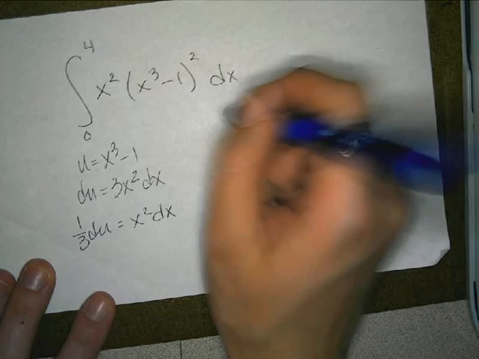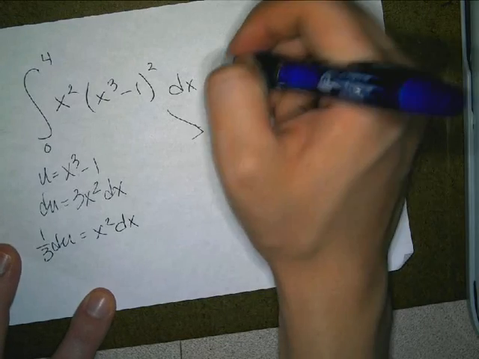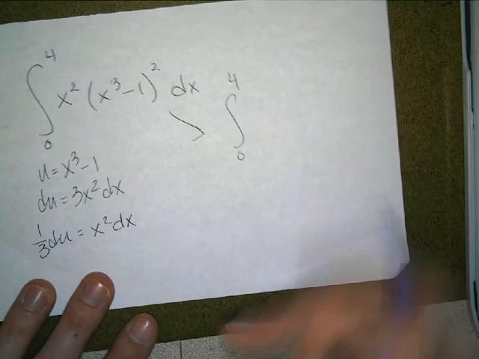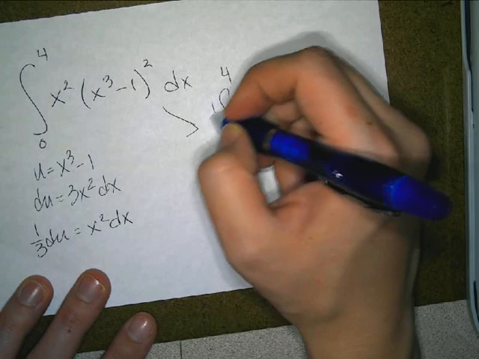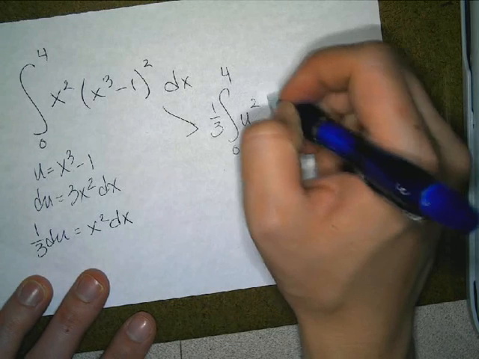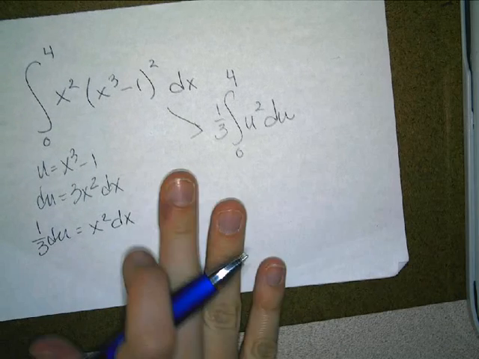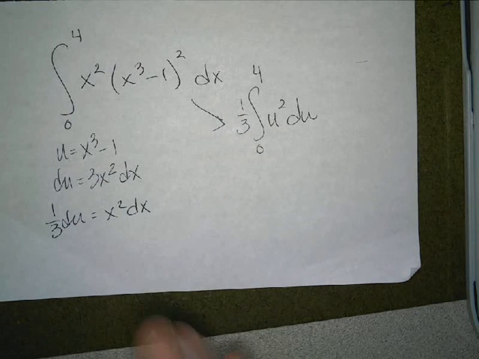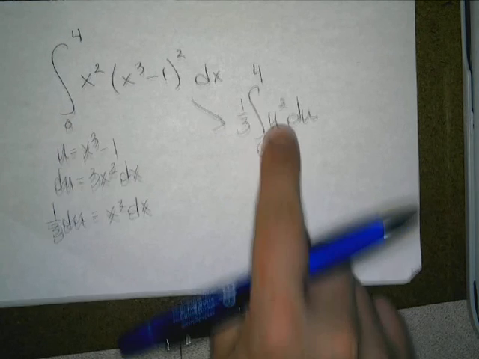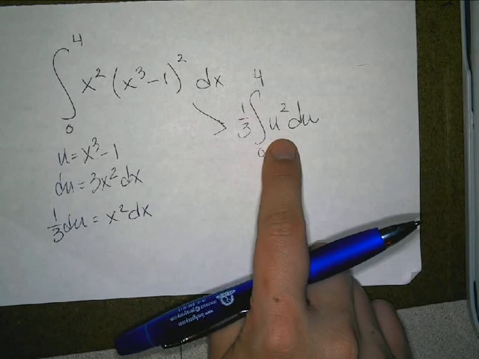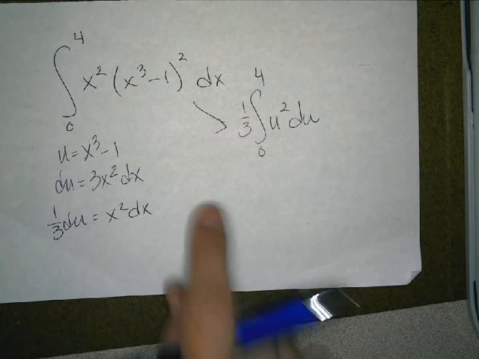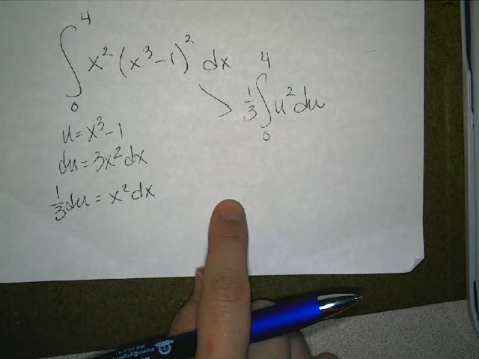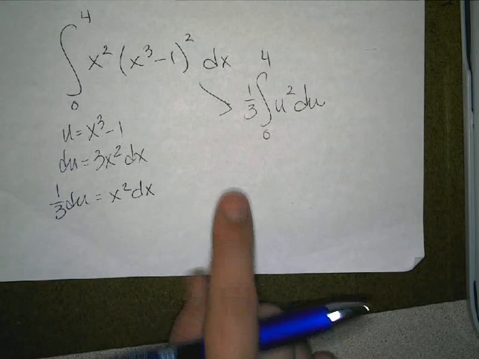And then I'm going to rewrite it. So you should have 1/3 u squared du after you do your substitution. If I integrate this the way it is, I'm going to add 1 to the exponent and divide. So what's the fraction I'm going to get if I do that? What is it? 1/9 it should be.